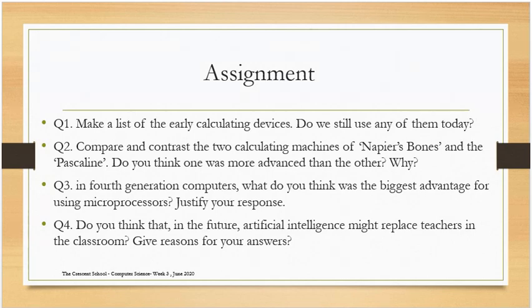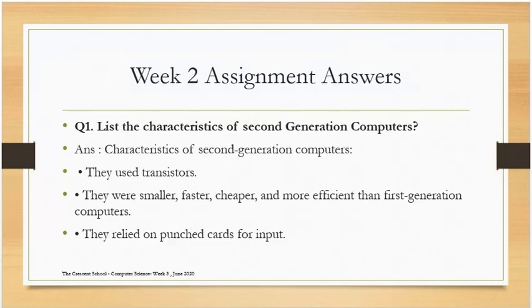Okay. Our last week 2 assignment answers. Question number 1 was, list the characteristics of second generation computers. Characteristics of second generation computers are: they use transistors, they were smaller, faster, cheaper, and more efficient than the first generation computers. They relied on punch cards for input.